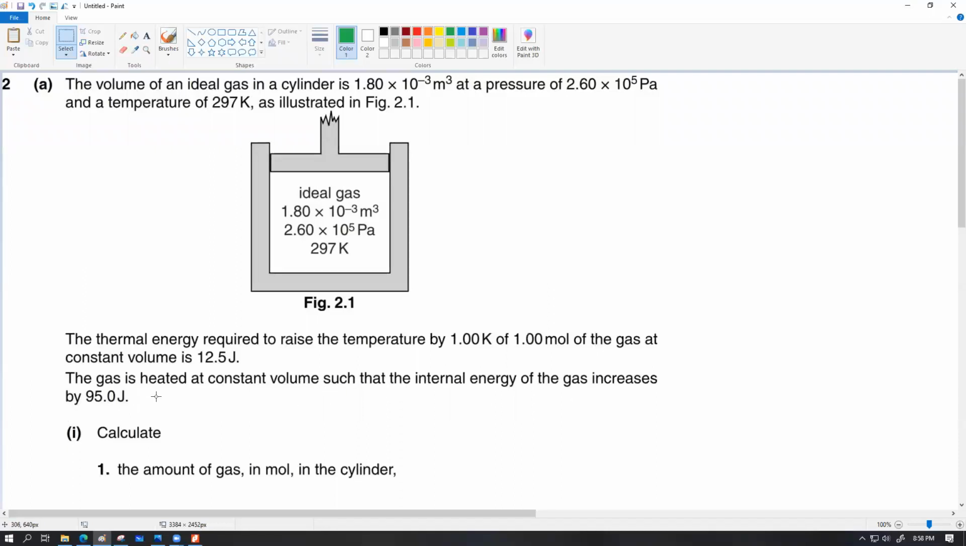Okay. So they have already given us certain information which is sort of like thermal capacity. Why am I saying sort of like? Because they are saying that the thermal energy required to raise the temperature by 1 Kelvin for 1 mole of the gas at constant volume is 12.5 joule. So if you keep the volume constant, for every Kelvin temperature increase, for every 1 mole of the gas, you require this much energy. The gas is heated at constant volume such that the internal energy increase of the gas is 95 joule. The question says ideal gas. So the only thing that can work over here is the kinetic energy. So there is no potential energy over here.